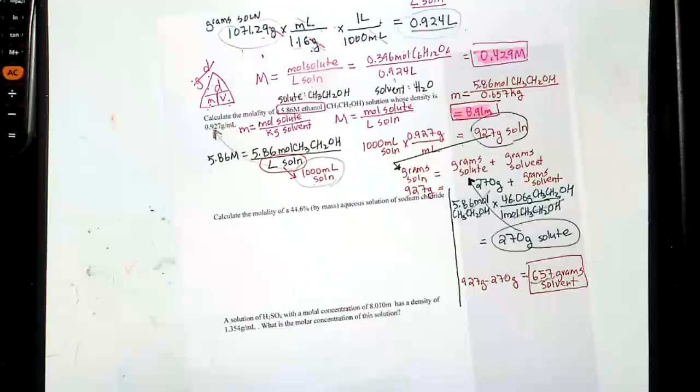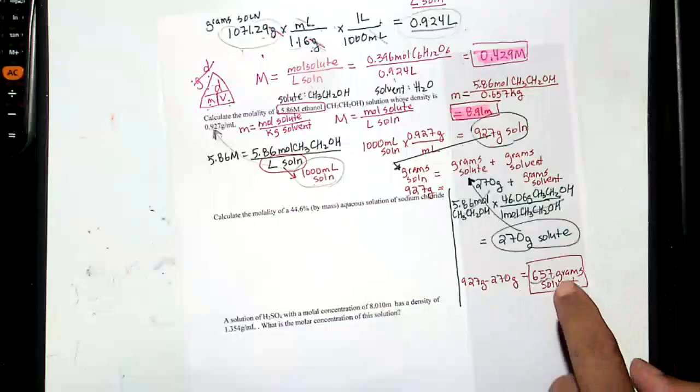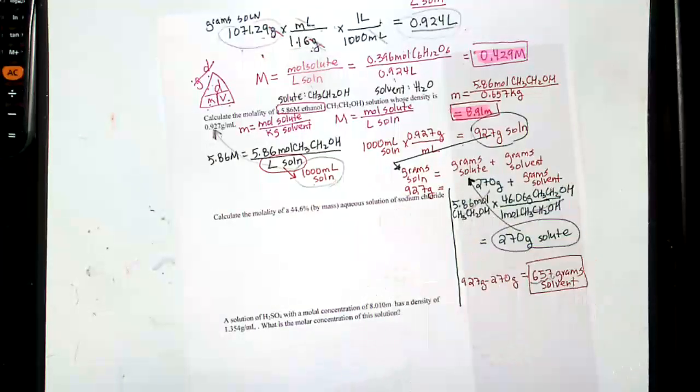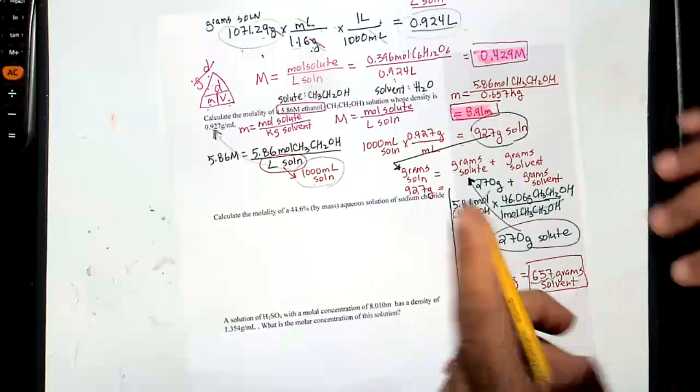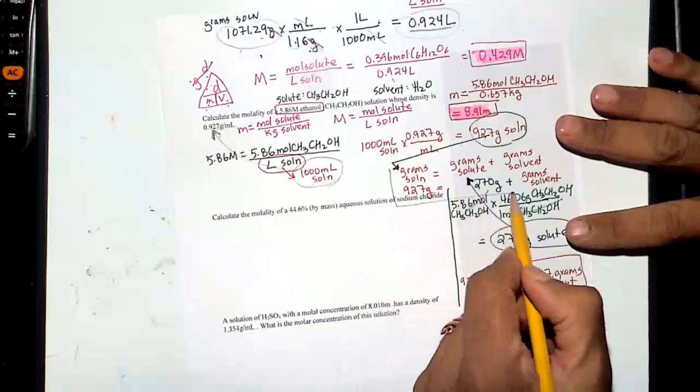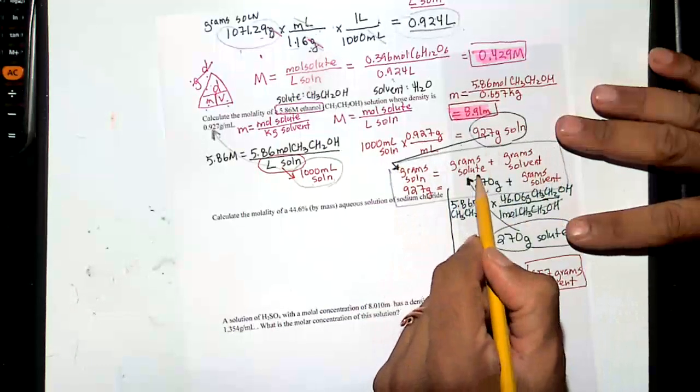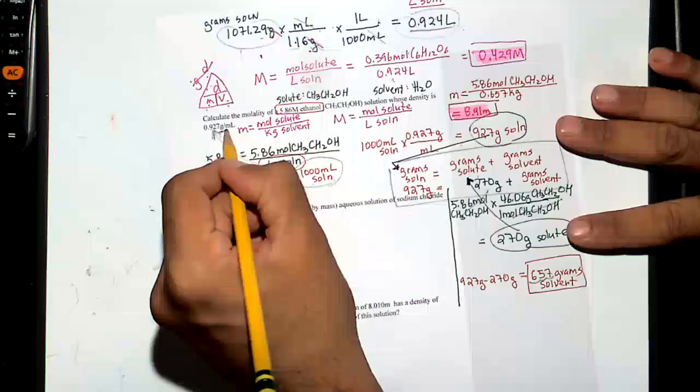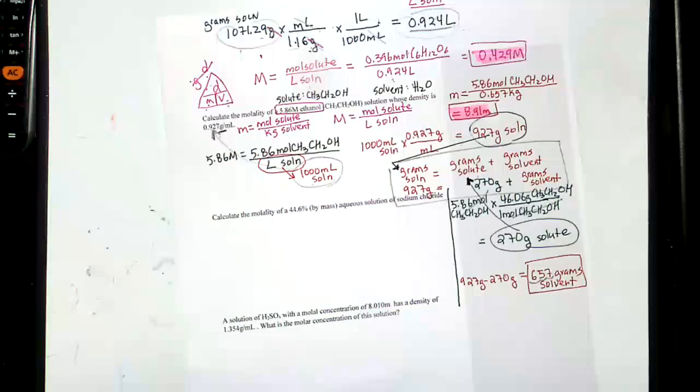Yeah, I converted to grams because the problem is in grams. Grams of solution equals grams of solute plus grams of solvent. Also grams because the density is in grams. It's a good question, yeah.